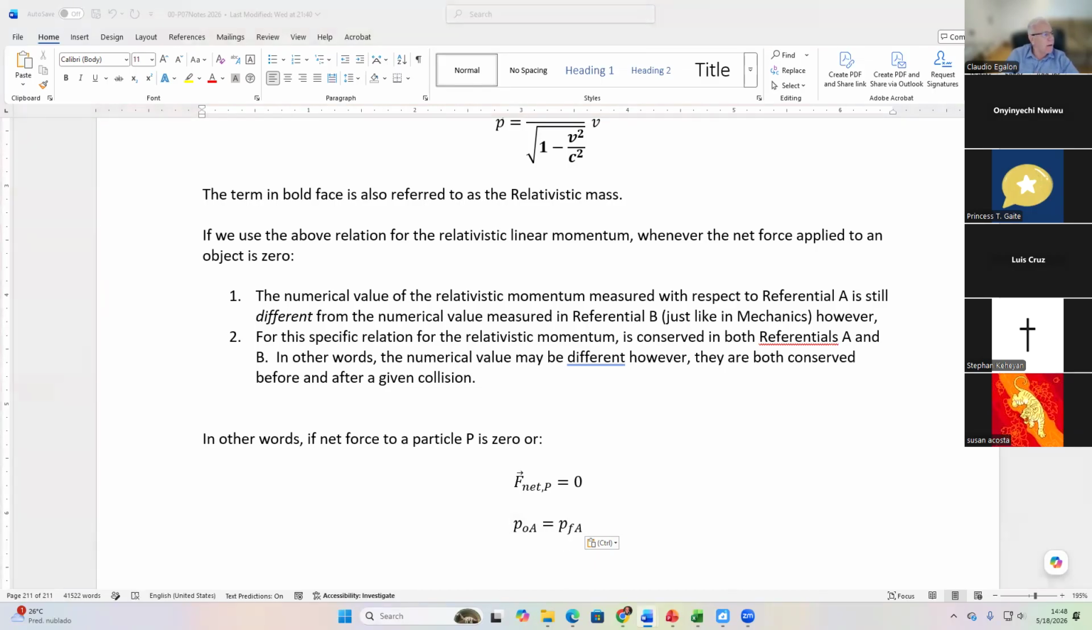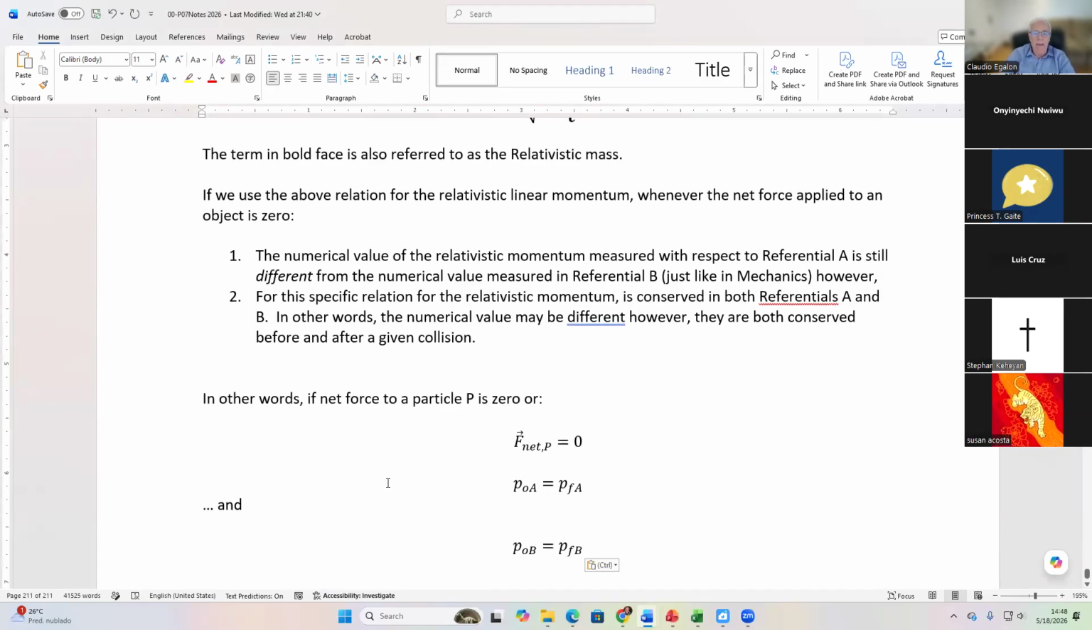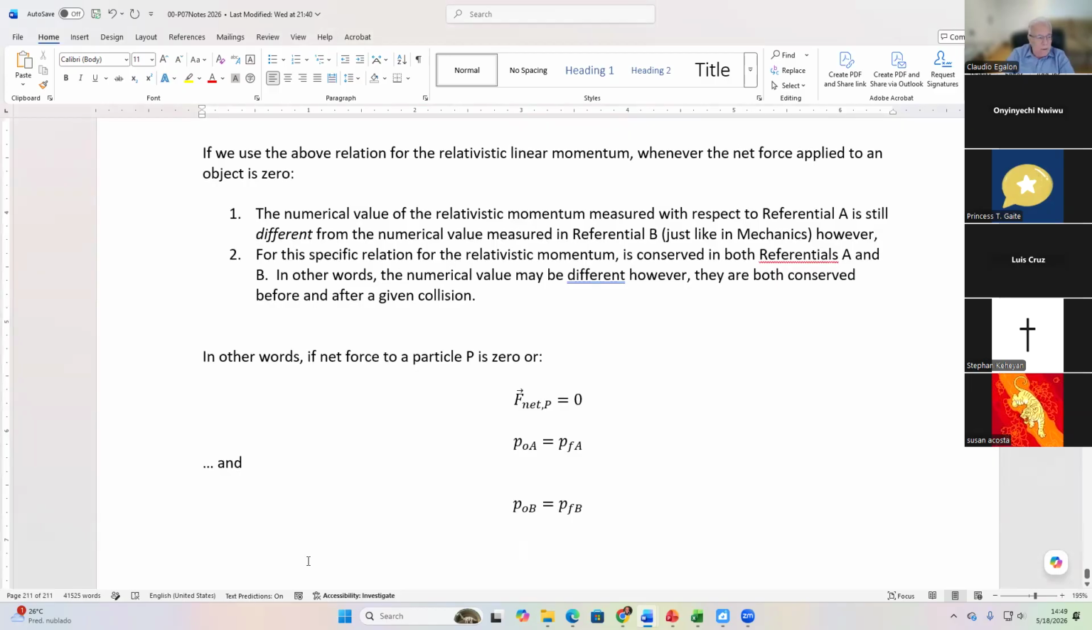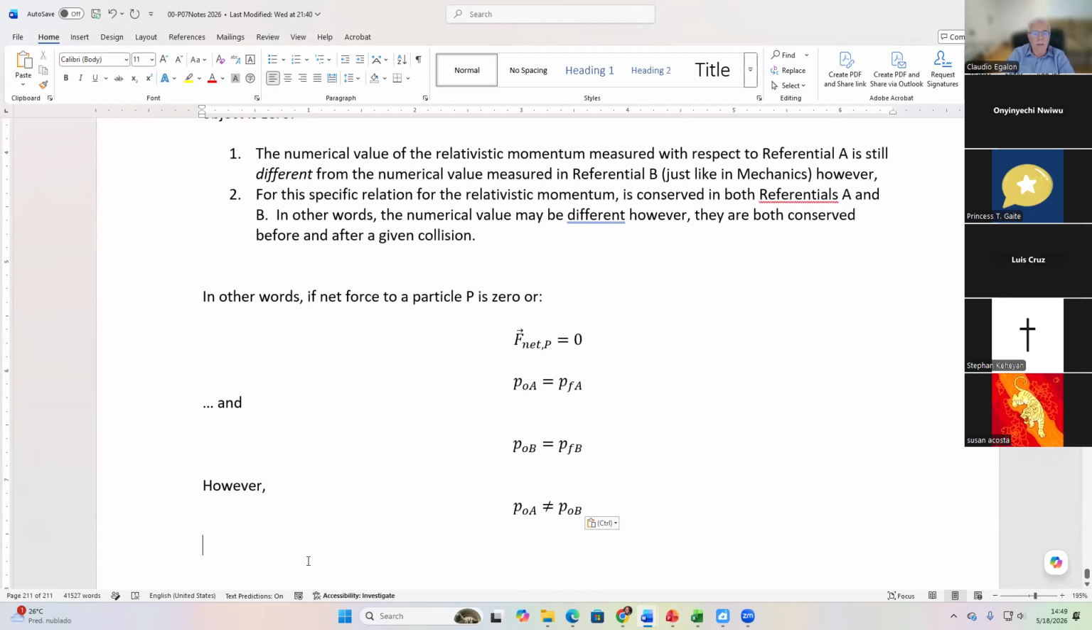And I'm just repeating what I said before, in mathematical terms. The initial linear momentum according to referential B is going to be equal to the final linear momentum according to referential B. Okay? However, don't forget, the initial momentum as measured by A is not necessarily equal to the initial momentum as measured by referential B.